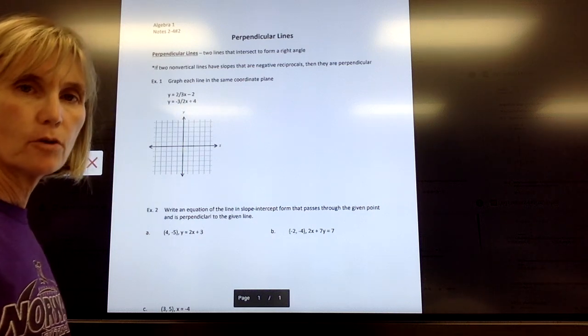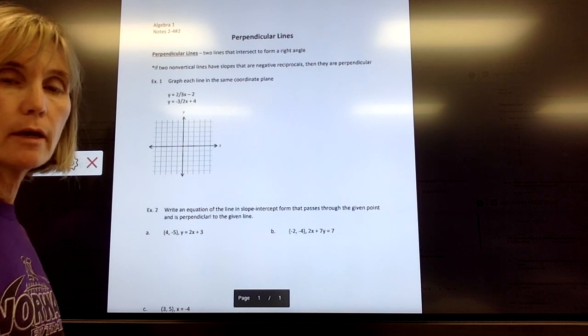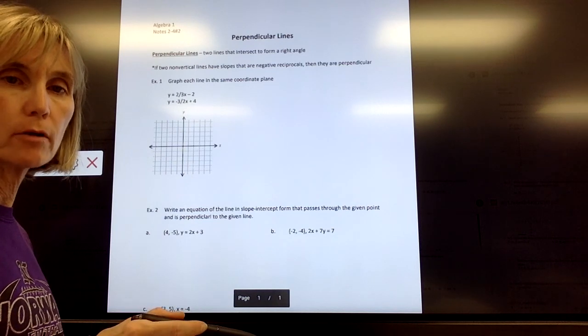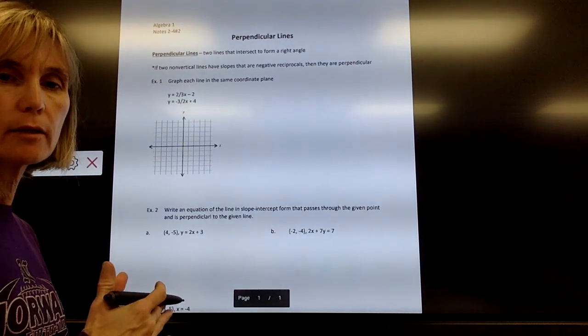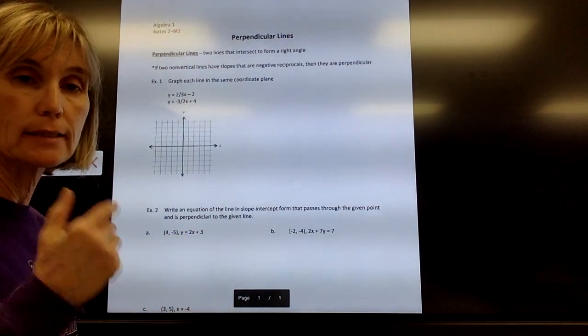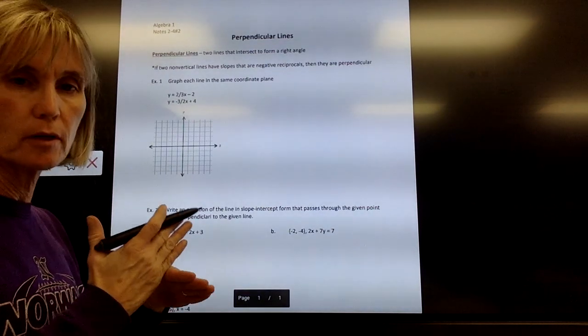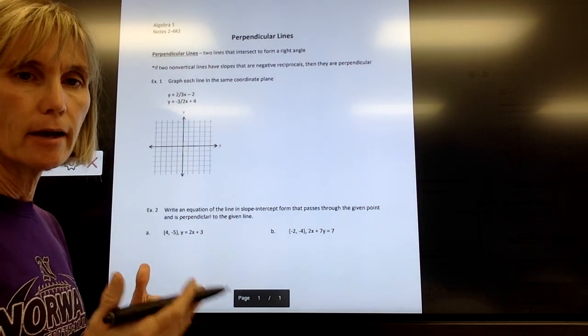All right, for our last video for this unit, we're going to talk about perpendicular lines. And in the previous video, we talked about parallel lines and how parallel lines do not intersect. And because they're parallel and they don't cross, they had the same slope. Now, perpendicular lines do intersect, and perpendicular lines actually intersect at a right angle.